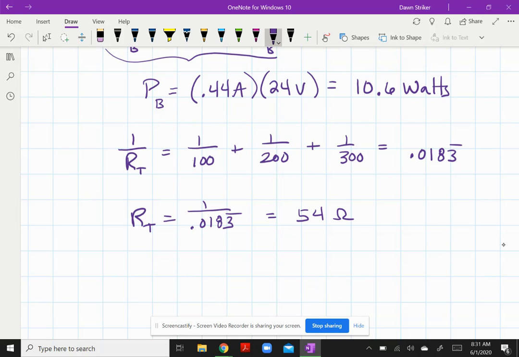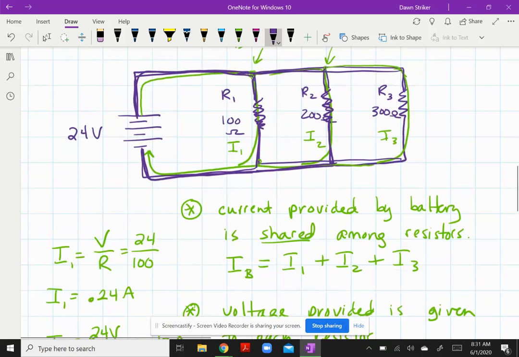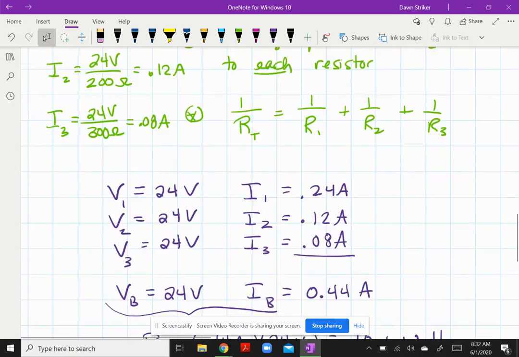54 ohms of resistance. Isn't that interesting that in spite of the fact that this parallel resistor has 100 ohms, 200 ohms, and 300 ohms, the total resistance is smaller than any of those. And that's because of the branching. Current has a chance to branch off. So there's less resistance if it has a chance to go somewhere else.